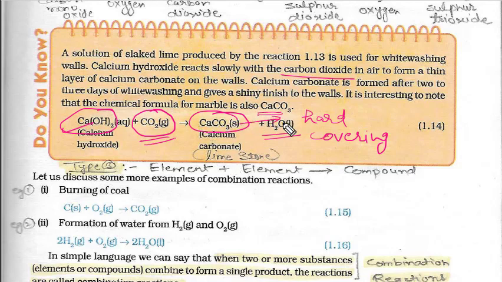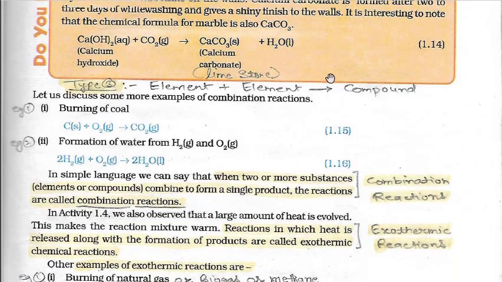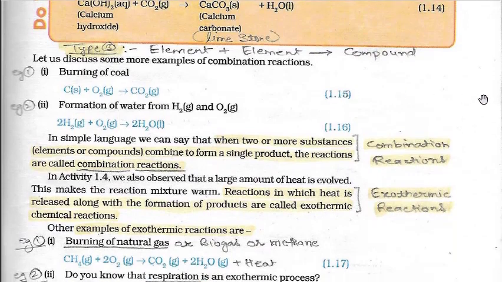Whether it is marble or whitewash or eggshell, the chemical formula is the same for all, which is calcium carbonate. So you have to remember that. Now we will talk about the third type of the combination reaction.